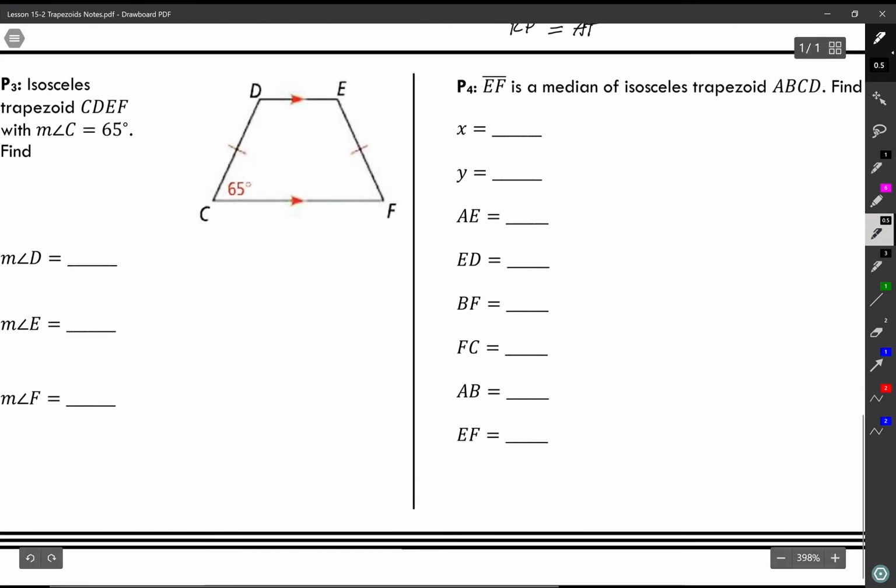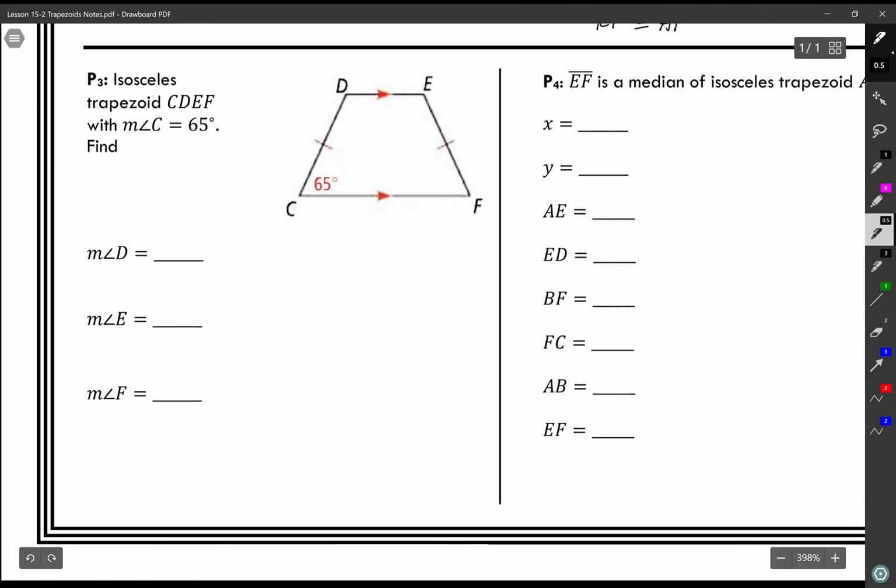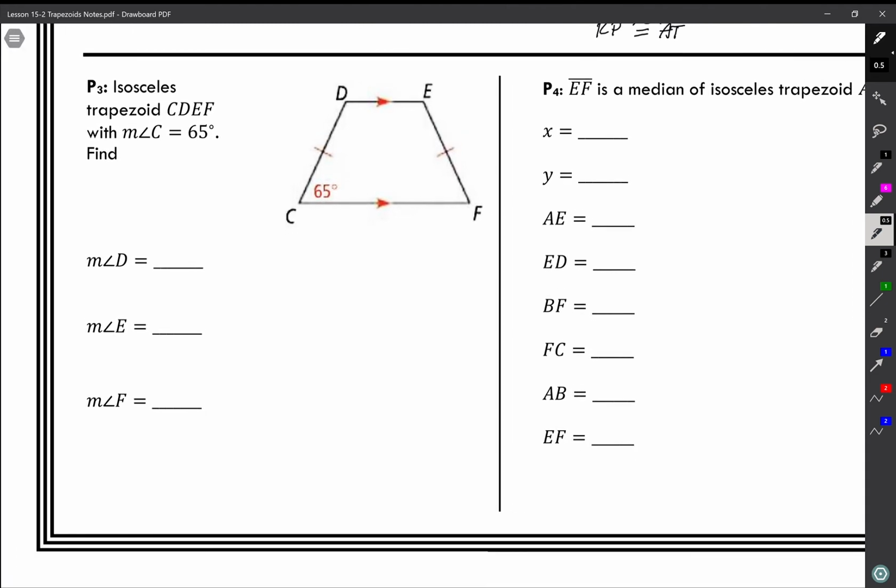Okay, now let's do number 3 that deals with isosceles trapezoids. Isosceles trapezoid CDEF with the measure of angle C equals 65. We want to find the rest of the angles, okay? I know my base angles are congruent, so this is 65. Angle F also has to be 65 degrees.